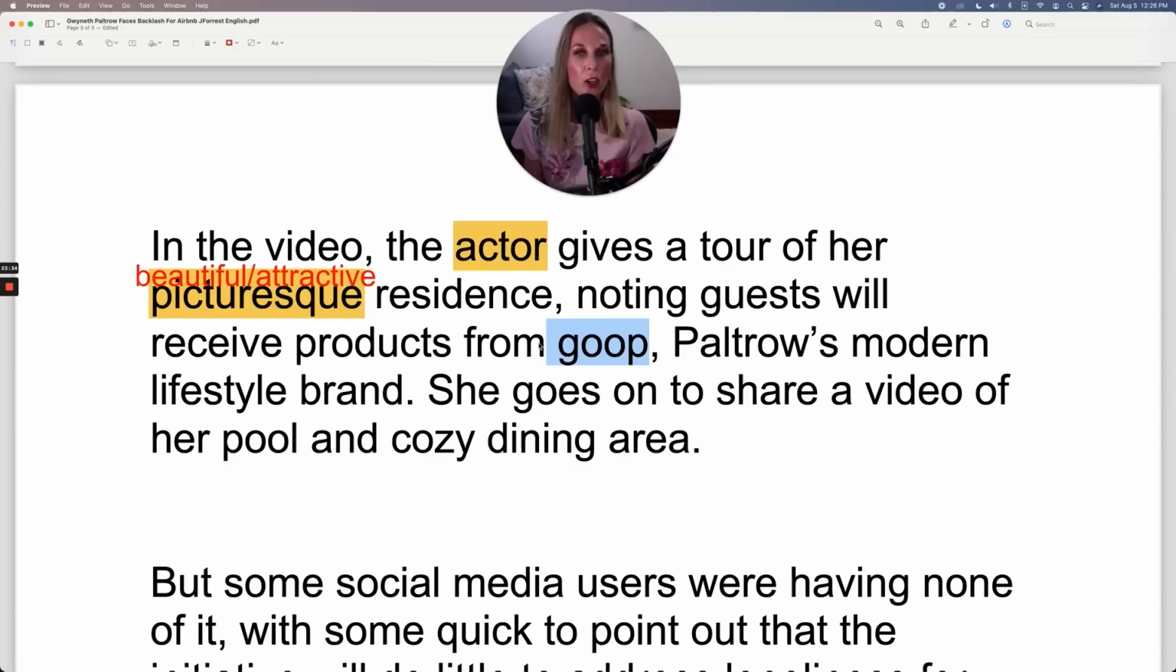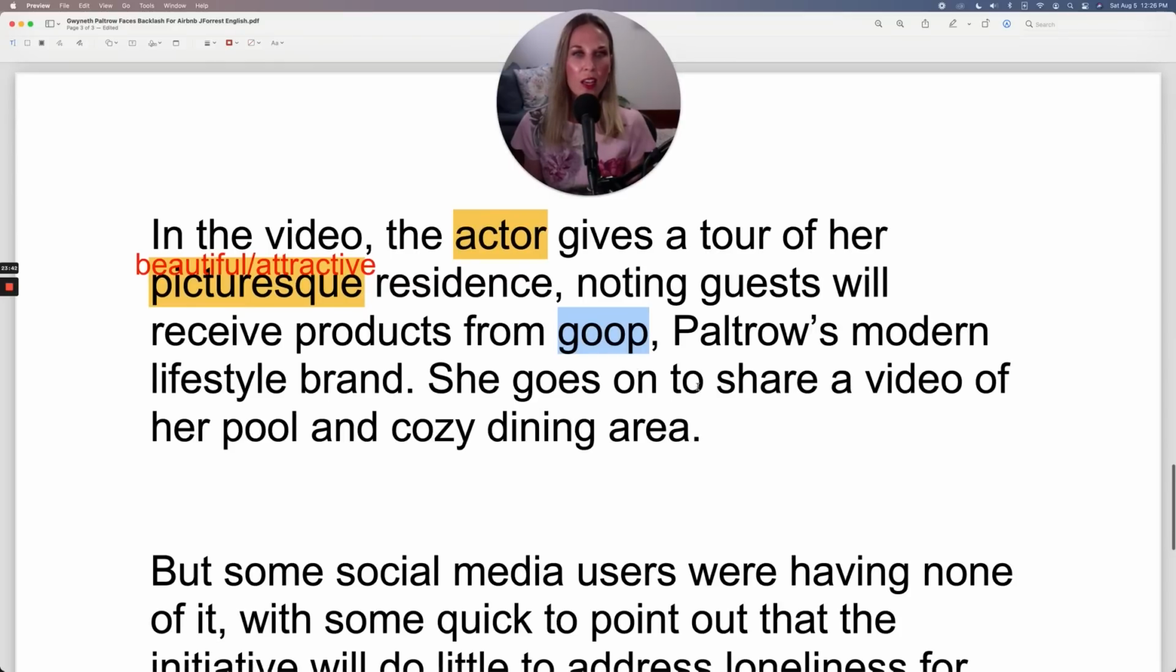I have never heard of Goop. Have you? I guess it's Gwyneth Paltrow's modern lifestyle brand. She goes on to share a video of her pool and cozy dining area. Cozy is another great adjective, especially in the context of a house. So you will see this a lot in real estate listings to describe a room or a house as cozy.